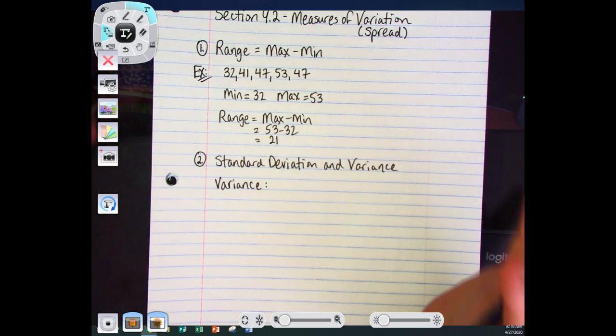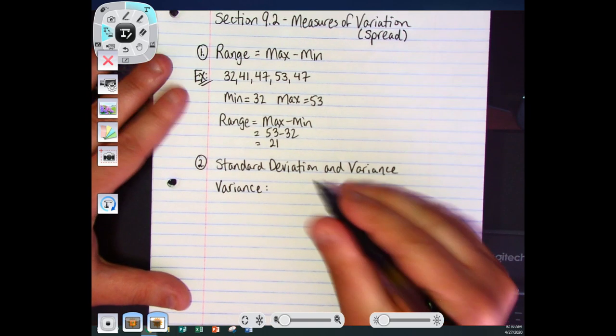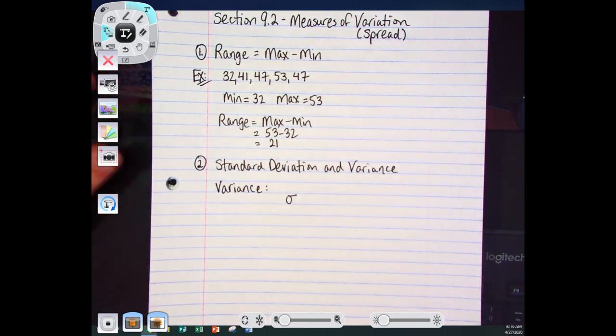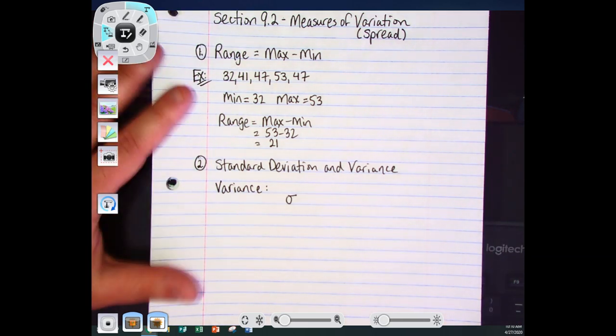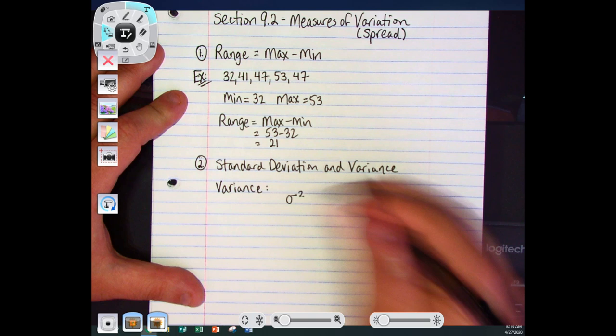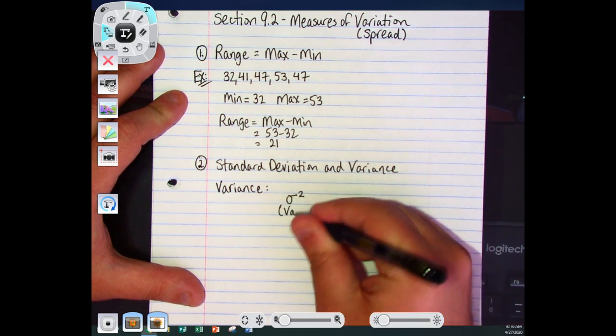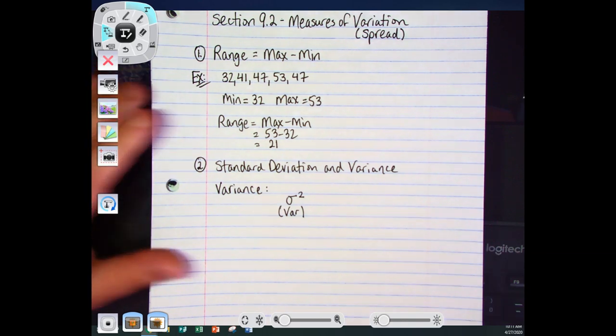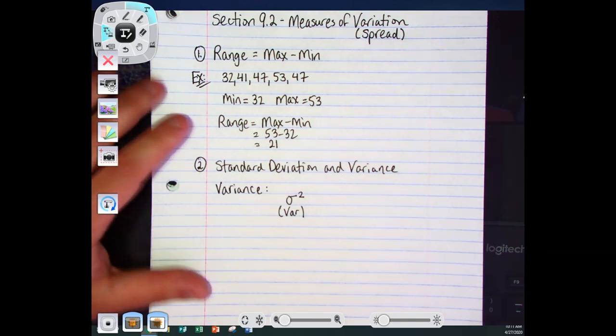When we talk about variance and standard deviation, we use the Greek letter sigma to represent this value. For variance, we call this sigma squared. Sometimes you may just see it abbreviated VAR. They're both the same thing. In your book, they use S.